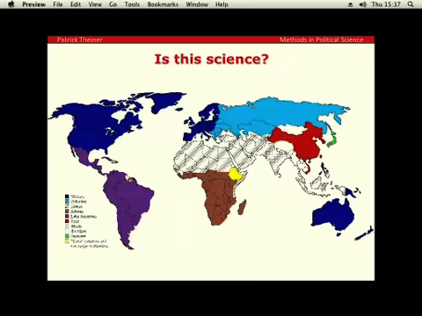Okay, lastly, does anyone recognize this particular map? It's a map of the world, and it shows you certain civilizations grouped together in very large groups. Does anyone know where this comes from? Has anyone here heard of The Clash of Civilizations by Samuel Huntington? Yeah, show of hands. Anyone heard of that? Okay, so a fair number.